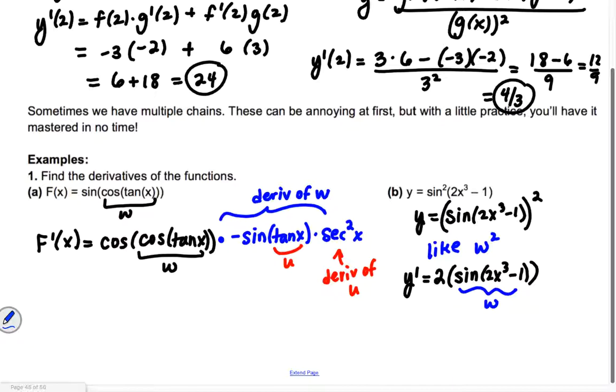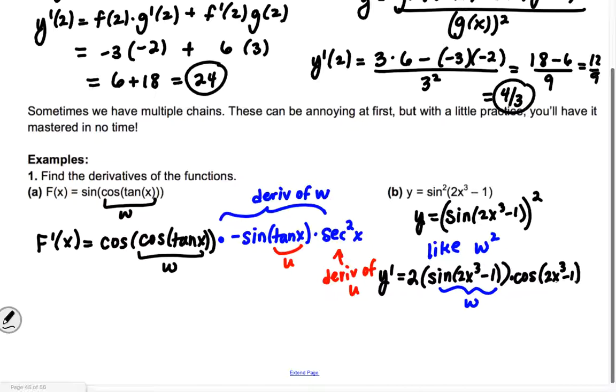But now I need to do the derivative of w. So what's the derivative of sine of 2x cubed minus 1? Cosine of 2x cubed minus 1. Don't you guys wish you could just scoot everything over like I can? So exciting. I ran out of room, so I'm giving myself more room. So I have cosine of 2x cubed minus 1 times 6x squared, exactly. Times 6x squared. Okay, and that's called a double chain. Okay, so we can have double chains, triple chains, and so on. Chain rule can keep going. It's annoying.